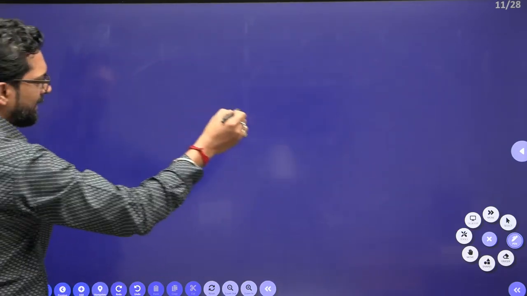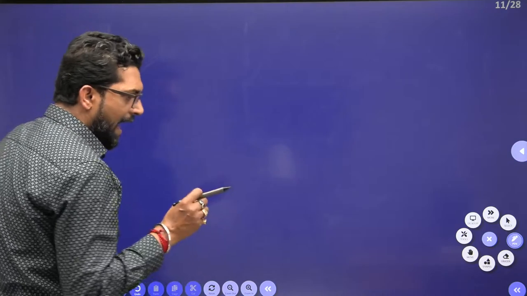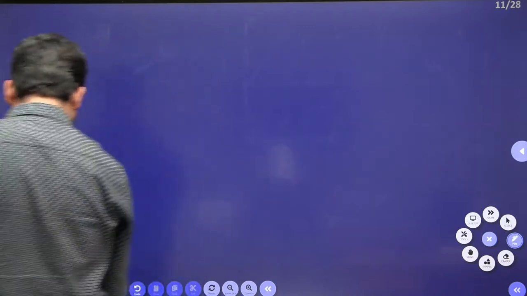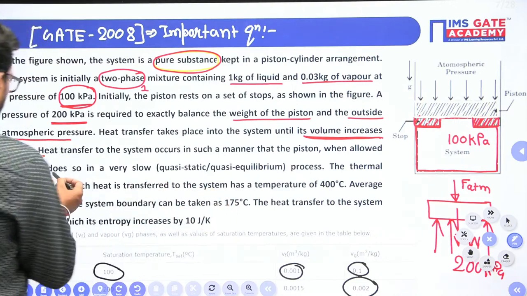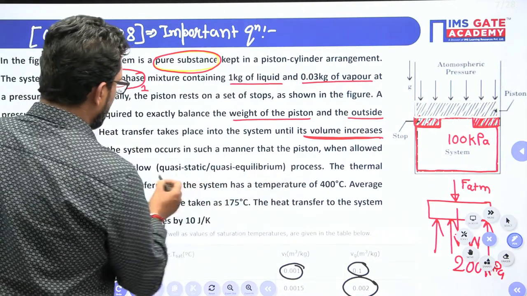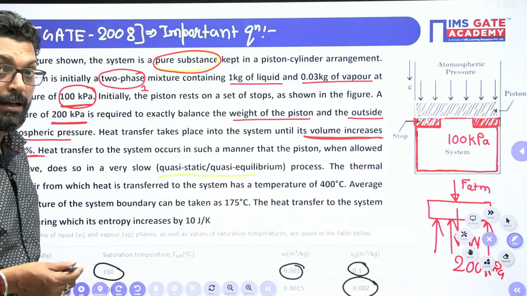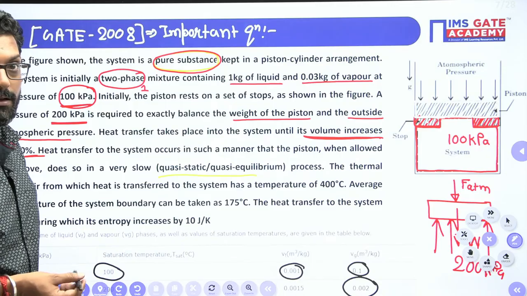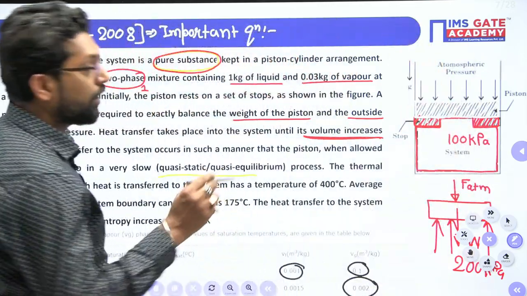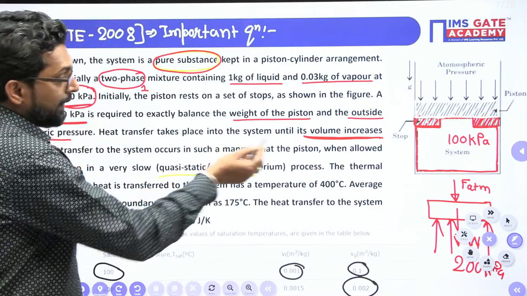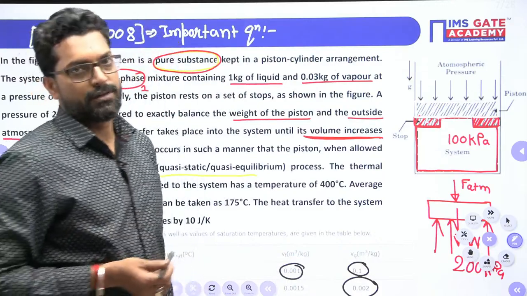So if you take this as our system, energy is added to the system. What is the question asking us? See, very important. The system moves very slowly, quasi-static, that means internally reversible. The process is internally reversible, but externally irreversible. So the entire process is an irreversible process.